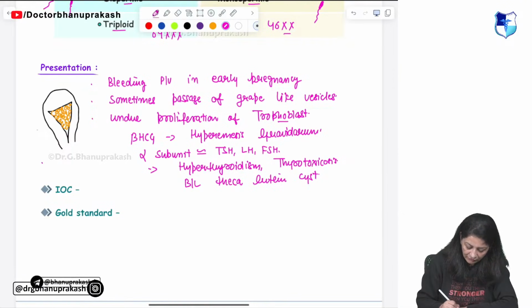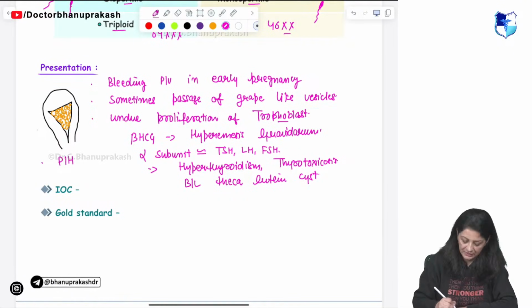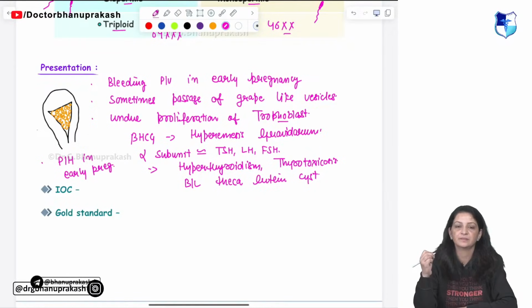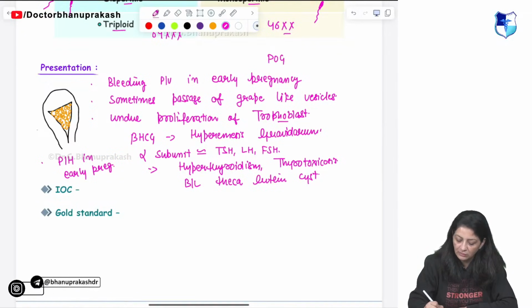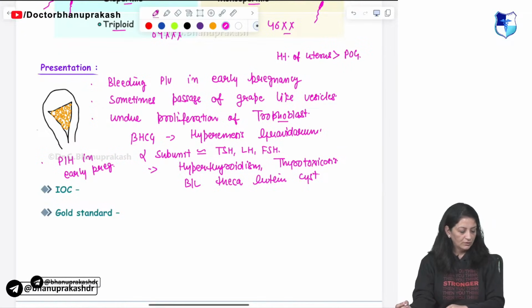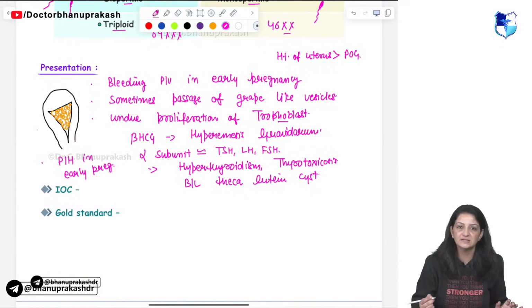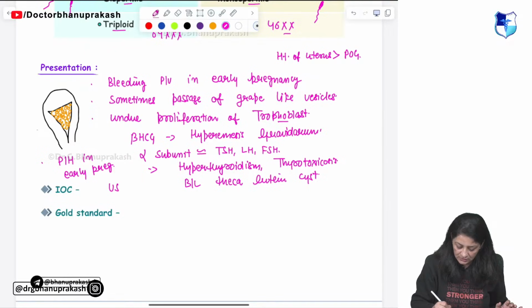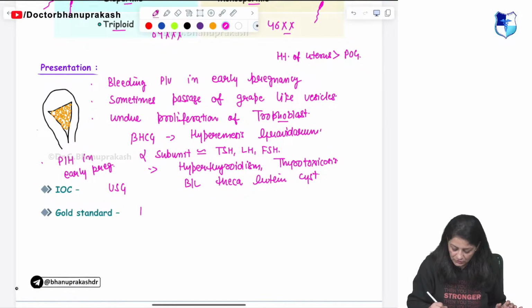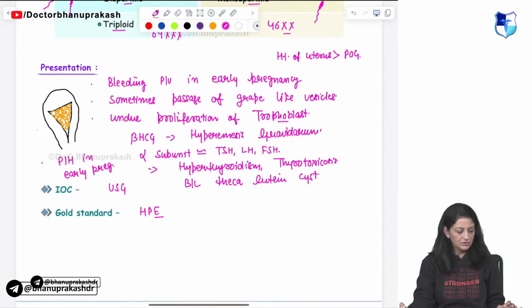A patient will have pregnancy-induced hypertension in early pregnancy. Height of the uterus will be more than the period of gestation. Doughy abdomen. So this is a presentation of molar pregnancy. So investigation of choice in molar pregnancy, first step is ultrasound. Gold standard, histopathological examination.